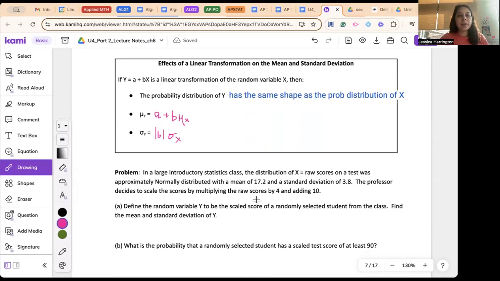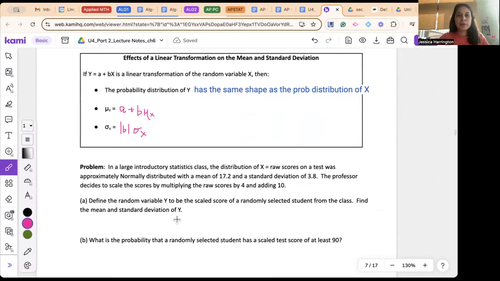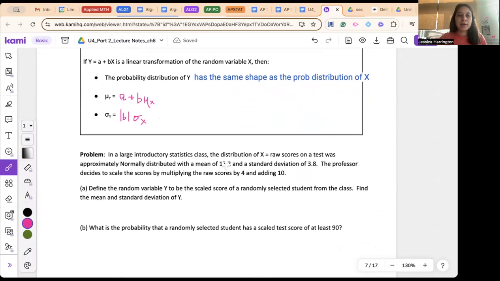New problem. In a large introductory statistics class, the distribution of raw scores on a test, so X, was approximately normally distributed with a mean of 17.2 and a standard deviation of 3.8. The professor decides to scale the scores by multiplying the raw scores by 4. So we're going to multiply by 4 and add 10. So our B is 4, our A is 10.